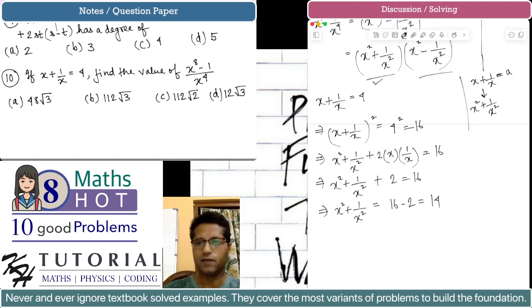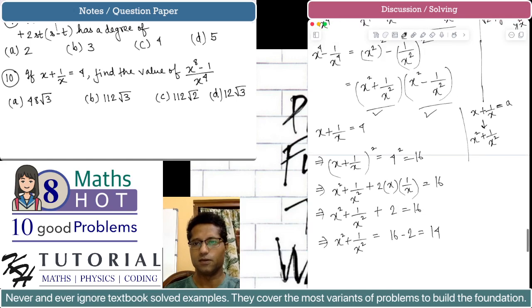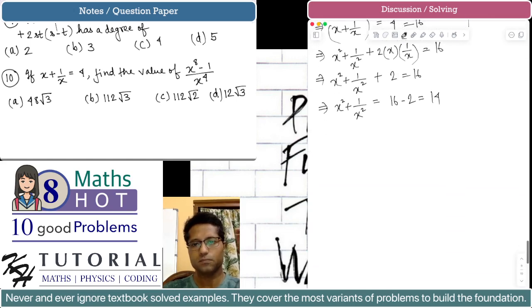Now how do we find the value of x square minus 1 by x square? So x square minus 1 by x square, as you can see, is also in the form of a square minus b square.